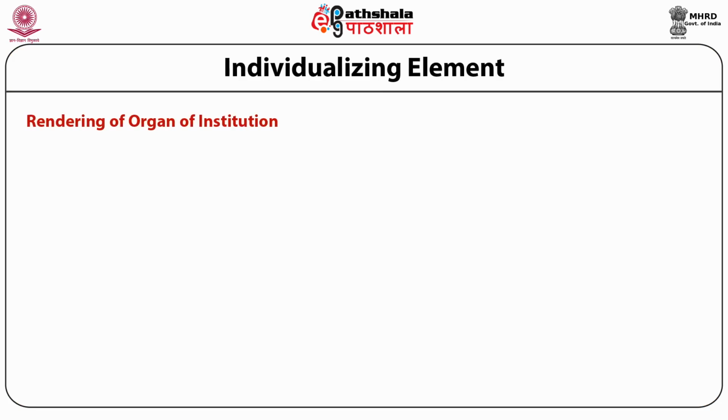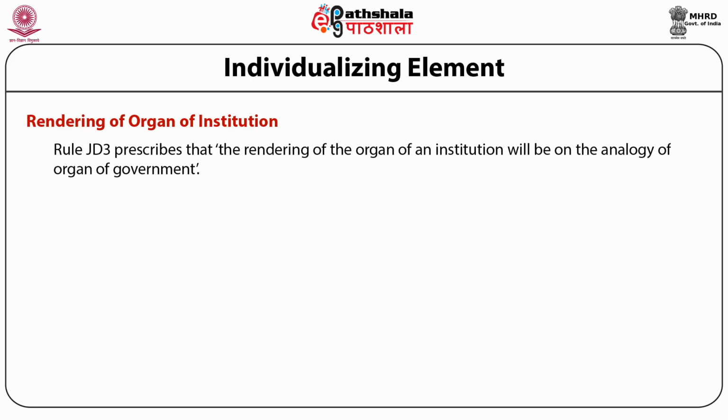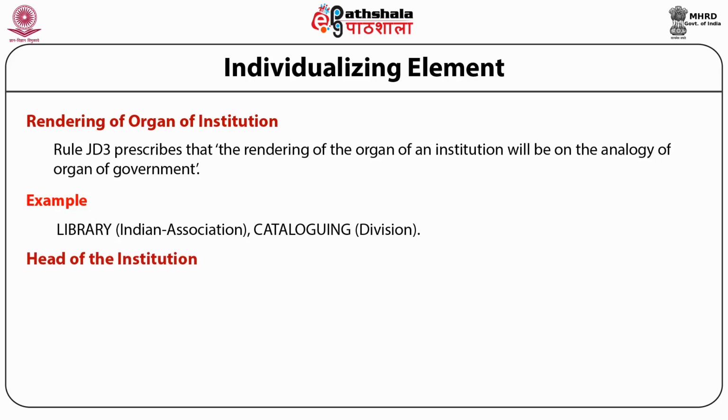Rendering of organ of institution. CCC rule JD3 prescribes that the rendering of the organ of an institution will be on the analogy of organ of government. Example, Cataloguing division of Indian Library Association will be rendered as Library (Indian Association), Cataloguing (division).